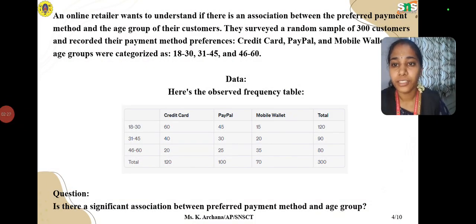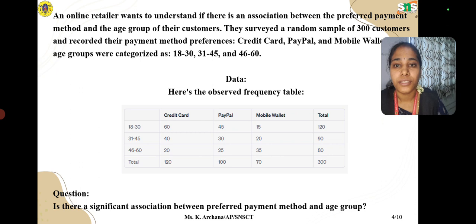Here is the observed frequency table, in which 18 to 30 age people 60% paid by credit card, PayPal, mobile wallet. Likewise, we have nearly 300 data points, and we are going to see whether there is a significant association between the preferred payment method and the age group.